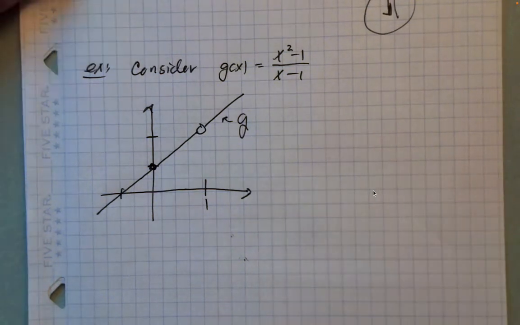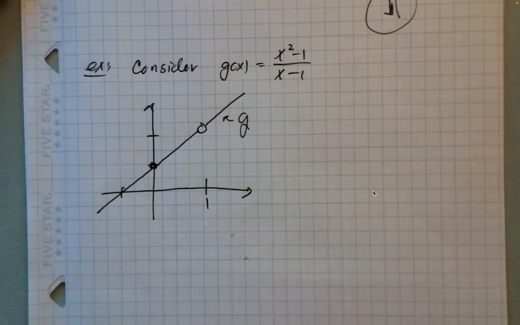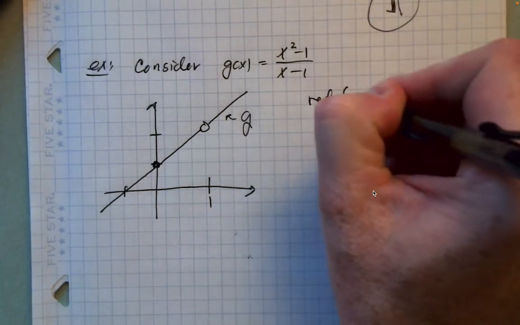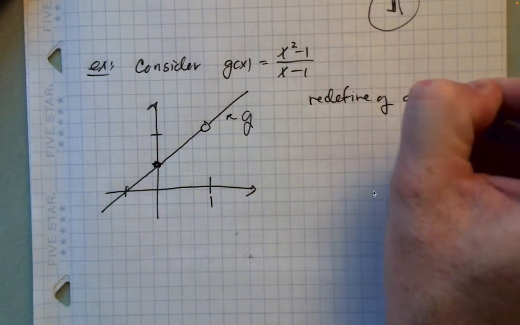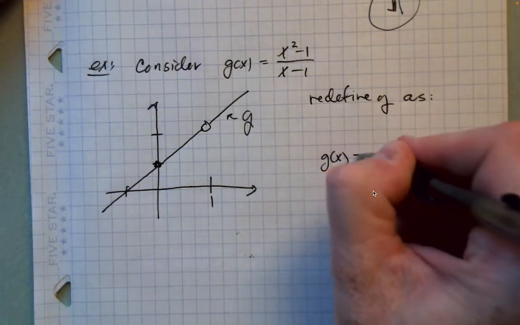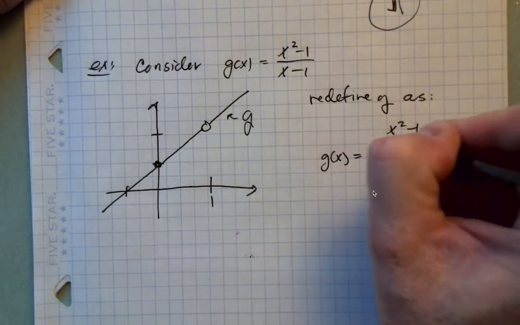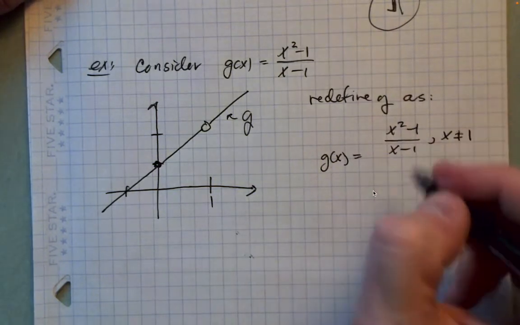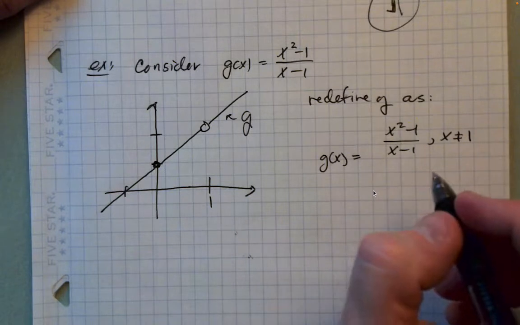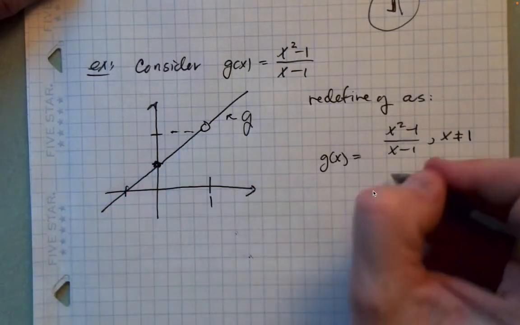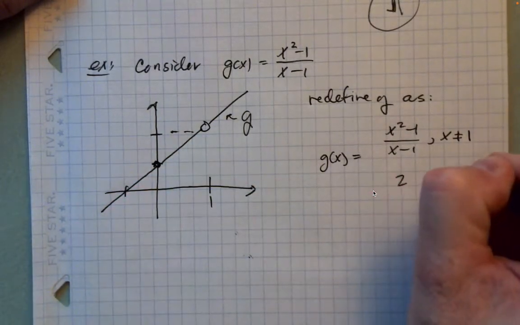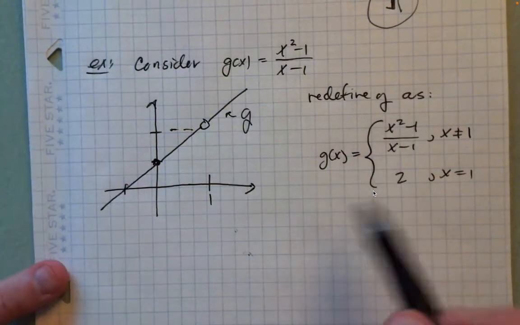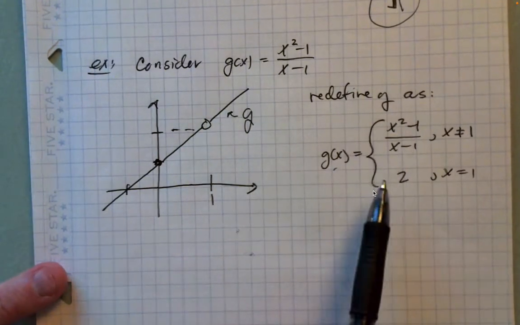So how do we go about redefining the function? Well, what we could say is the following. We could redefine g as, let's say, g of x equals x squared minus 1 over x minus 1 when x is not equal to 1, and we could set it equal to 2 when x equals 1.